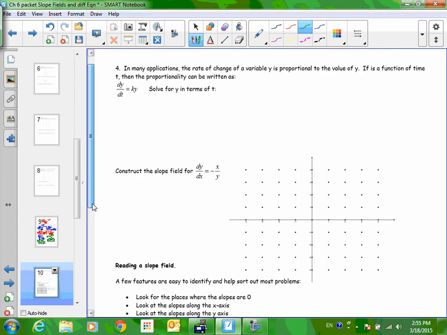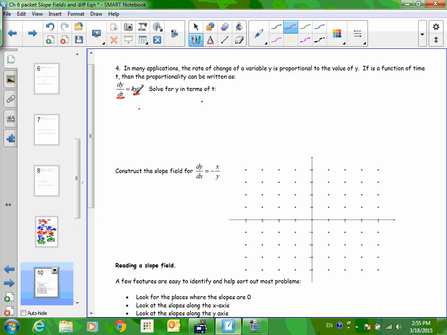All right, this next part is kind of cool. This is not something you're going to need to do very often, but you're going to notice something at the end. So wait for it, and you're going to tell me what you notice at the end. In many applications, the rate of change of a variable y is proportional to the value of y, meaning the derivative equals some number times the y value. This is going to happen with exponential functions. And so that's why it's written that way. We're going to solve this equation.